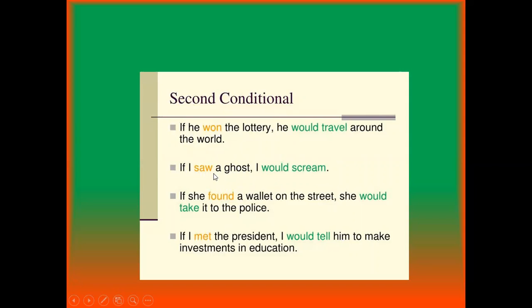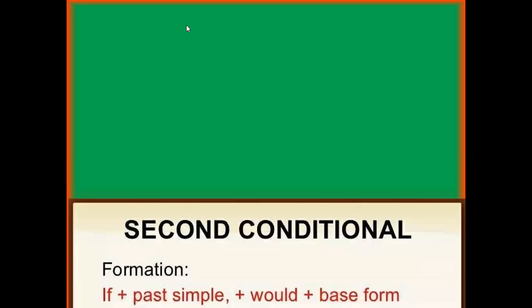Si yo viera un fantasma, if I saw, yo gritaría. If she found a wallet on the street, si ella encontrara una billetera en la calle, she would take it to the police, la llevaría a la policía. If I met the president, si yo conociera al presidente, I would tell him to make investments in education. Yo le diría que hiciera inversiones en educación. That's how we create the specific sentences.